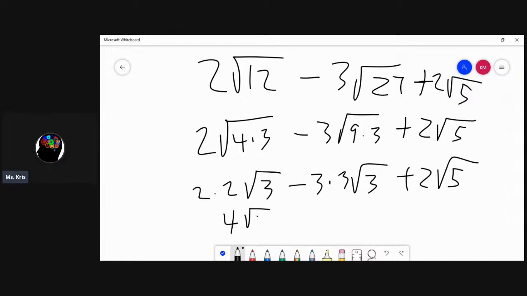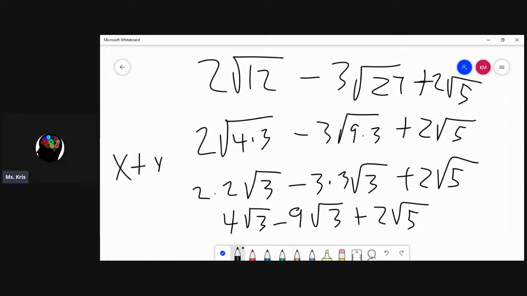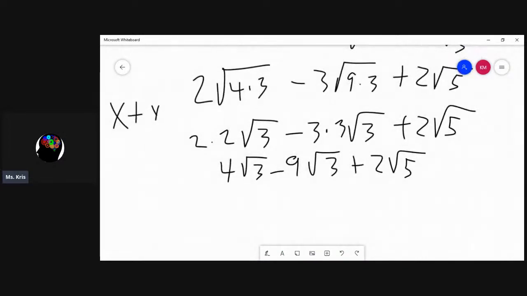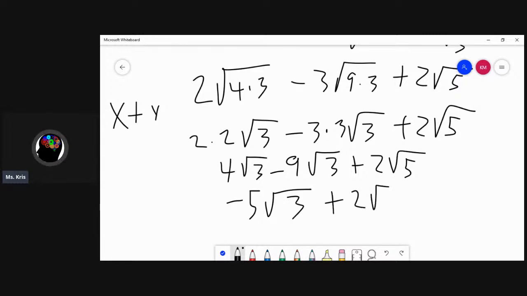Then I have 4 square root of 3 minus 9 square root of 3 plus 2 square root of 5. If your radicals are not the same, you cannot add them, you cannot subtract them. Pretty much you have to treat it like it was x plus y. What does that mean? 4 minus 9, that is a negative 5 square root of 3 plus 2 square root of 5.